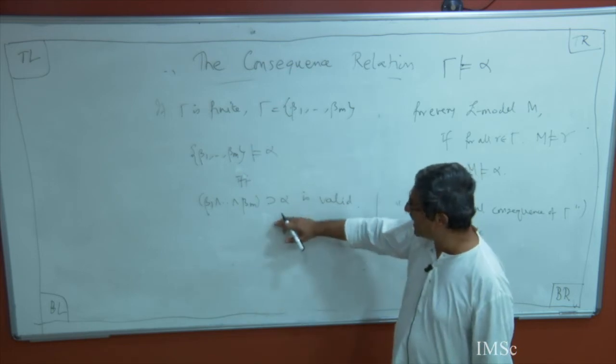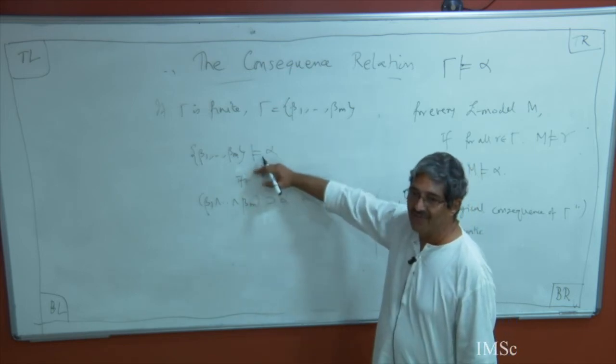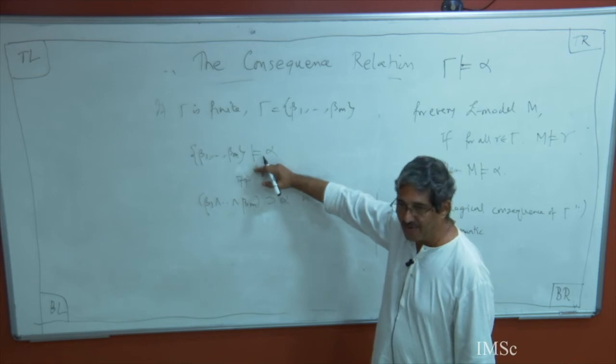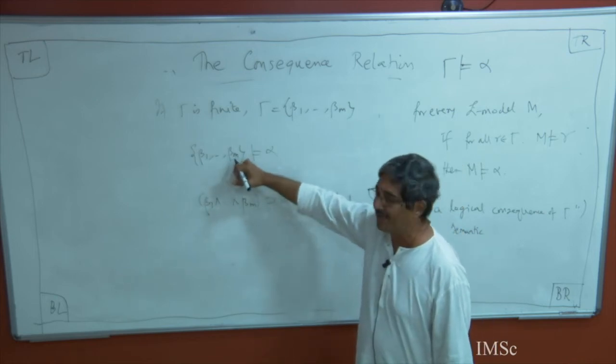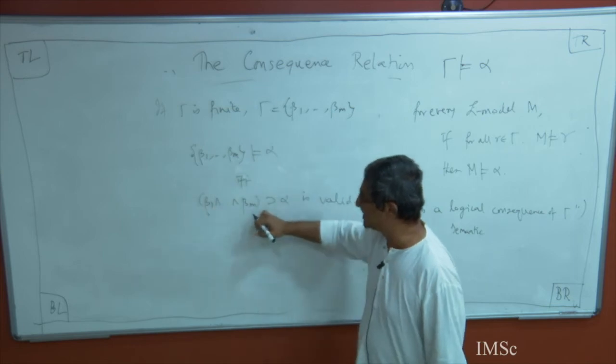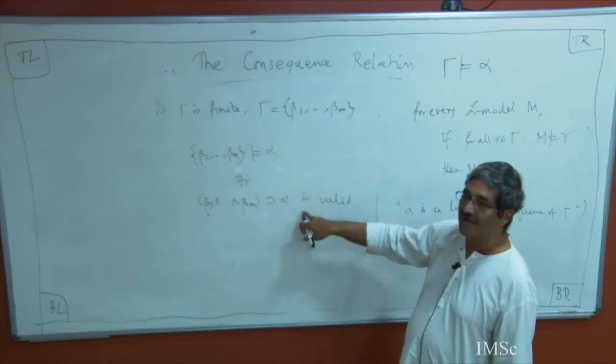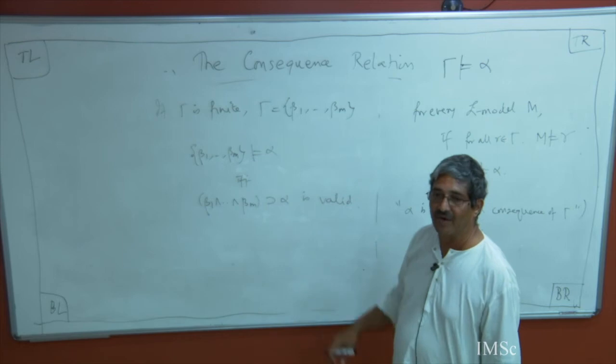Conversely, assume this is valid. Let's show that alpha is a logical consequence of this. How do you show that? Well, you must consider some model M that makes all of this true. Then it satisfies the conjunction. Therefore, that model must satisfy alpha, which is what we want.